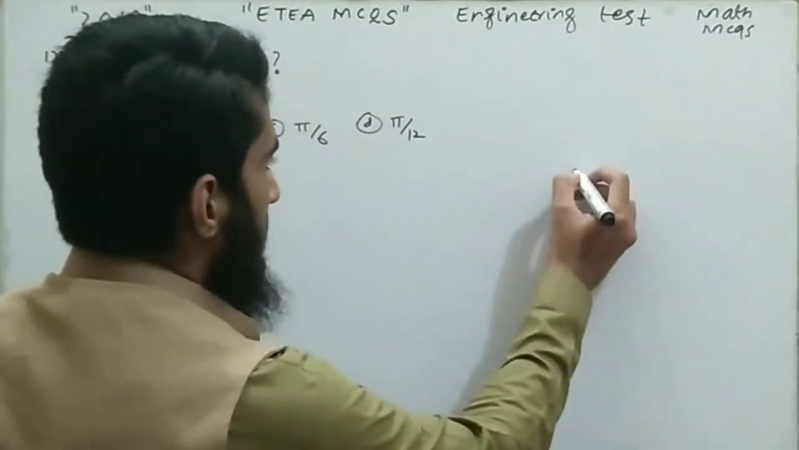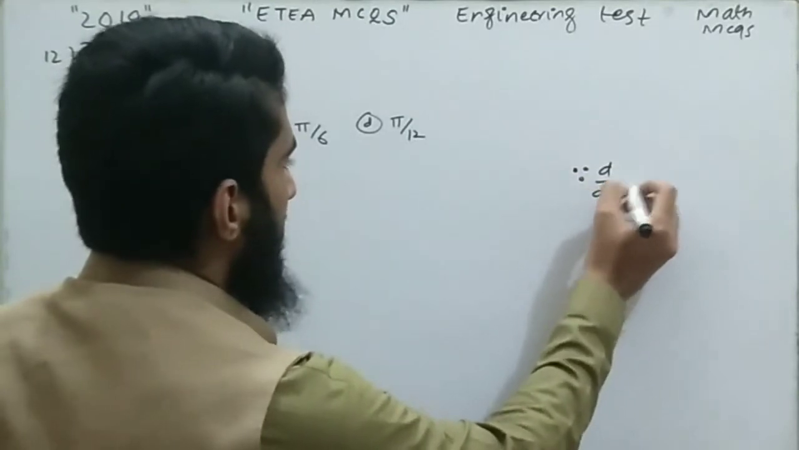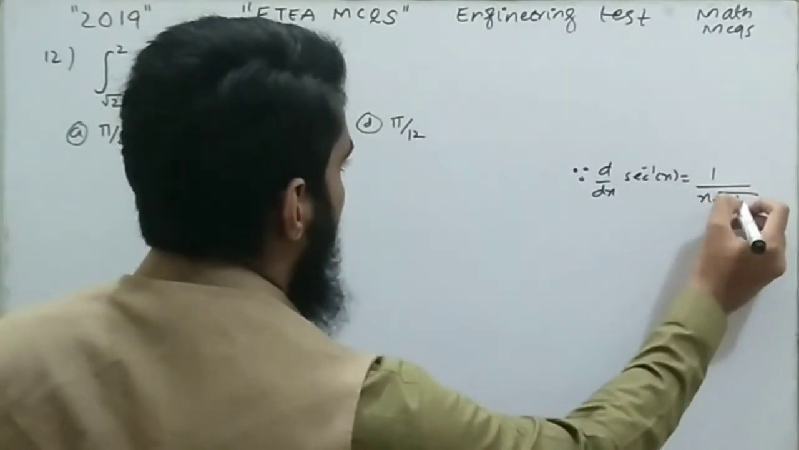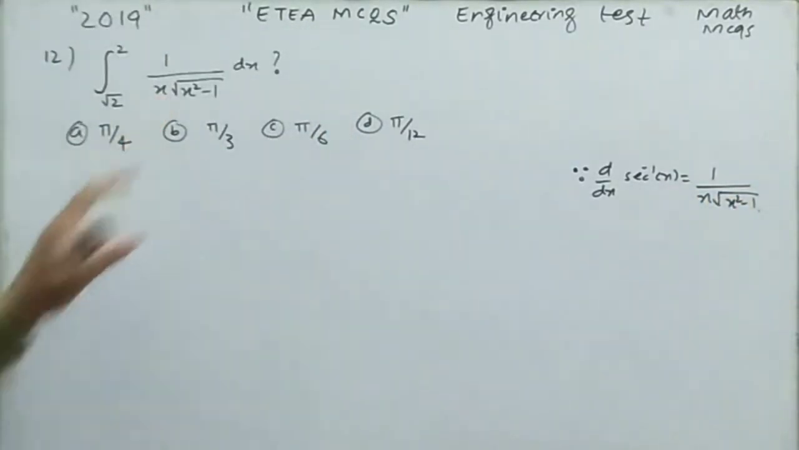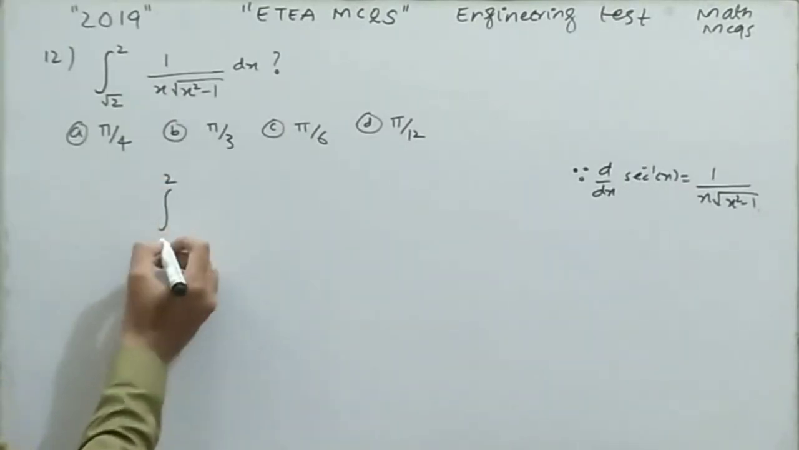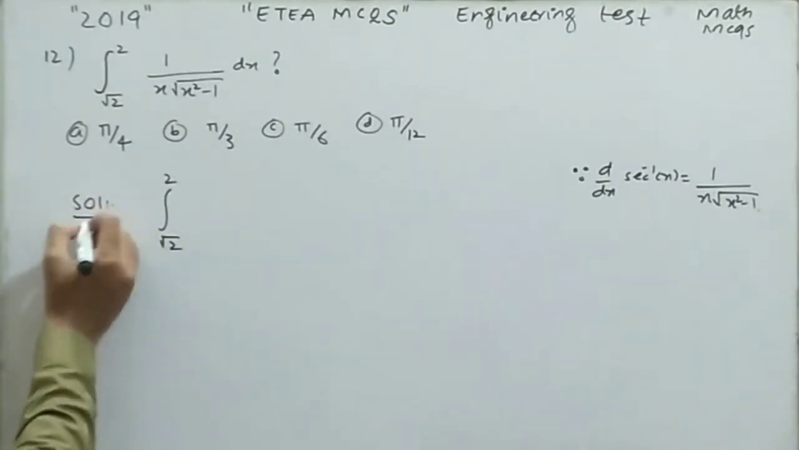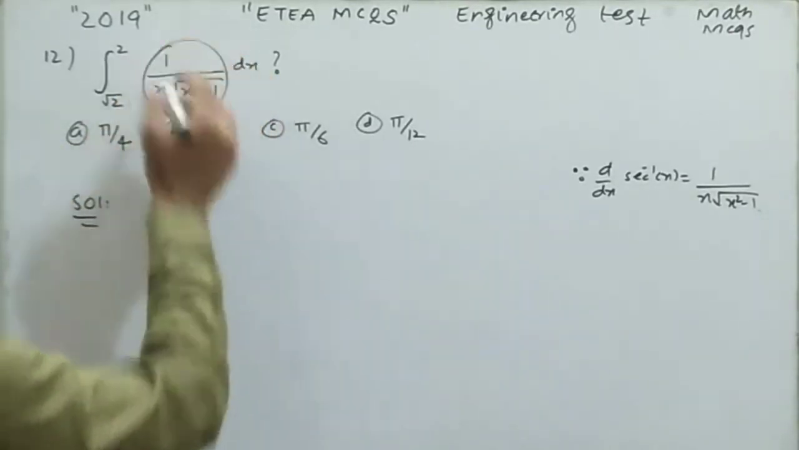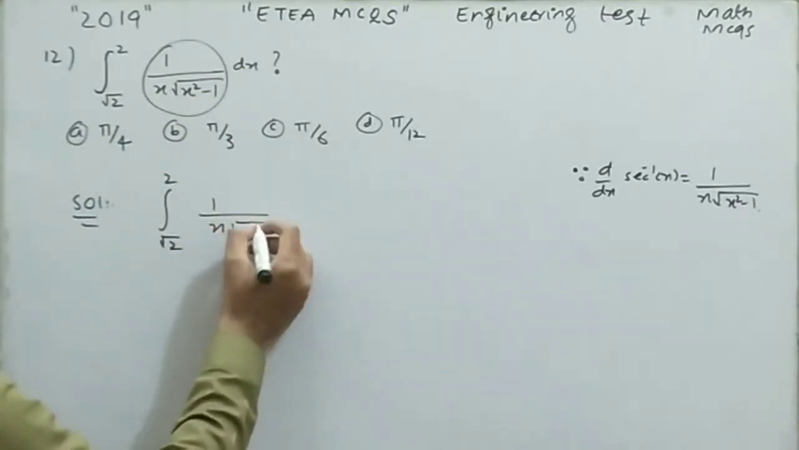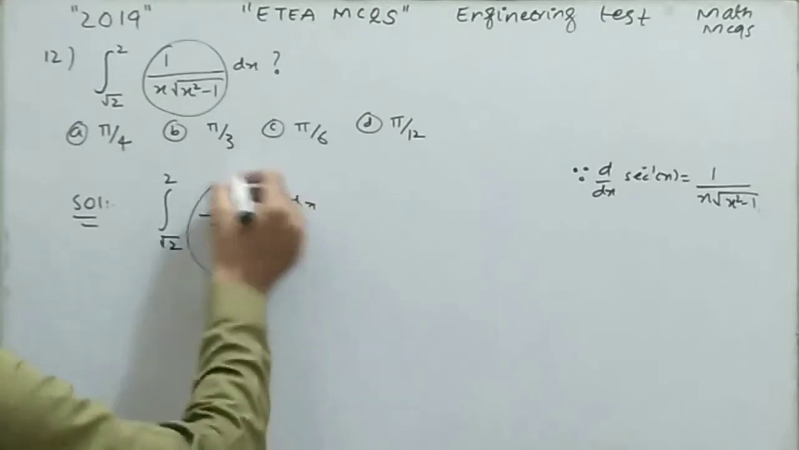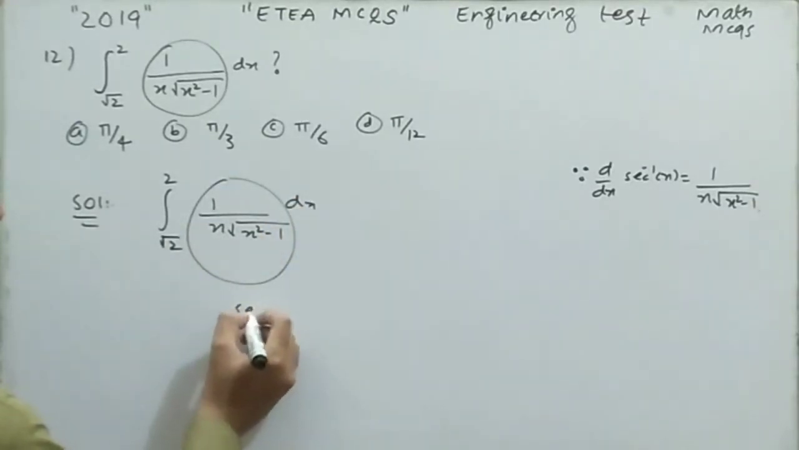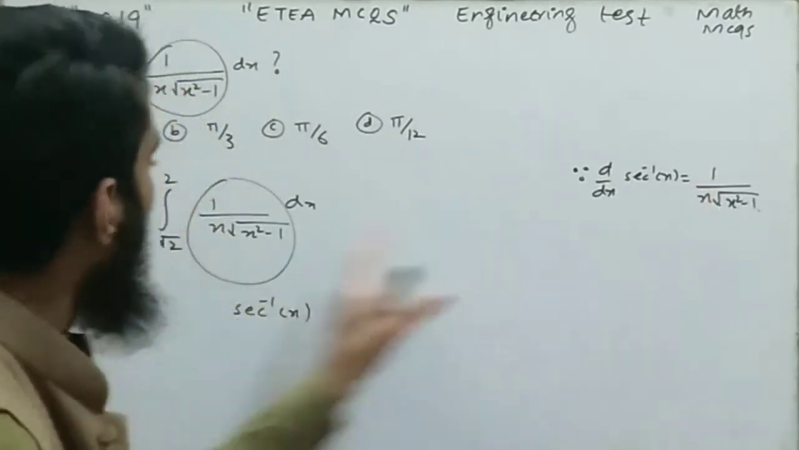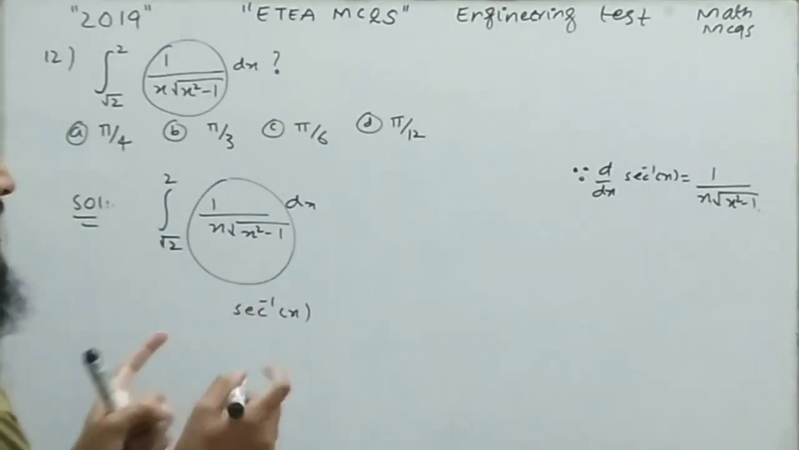Remember that the derivative of the function secant inverse x is always equal to 1 over x square root of x square minus 1. So over here the integral has upper limit 2 and lower limit square root of 2. Move to the solution. We are presented with 1 over x into square root of x square minus 1 dx. The integral of this is secant inverse x. Why? Because if we differentiate secant inverse x, it gives us again 1 over x into square root of x square minus 1. These are opposite operations of each other.